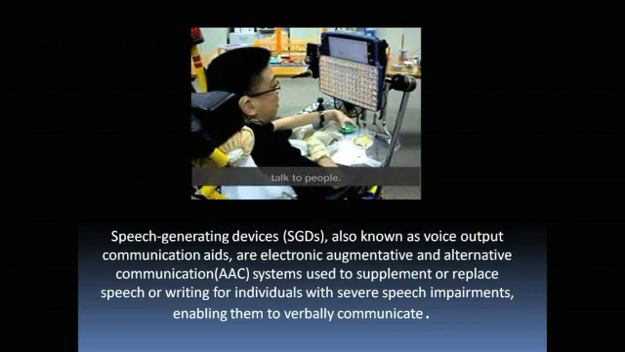As the topic says, this is a device that enables people to verbally communicate. We are lucky enough that we are able to communicate easily on our own, but there are people who have difficulty in doing this. So, this device is used, which is also known as the voice output communication aids, that are electronic augmentative and alternative communication systems that are used to supplement or replace speech or writing for individuals with speech impairment.